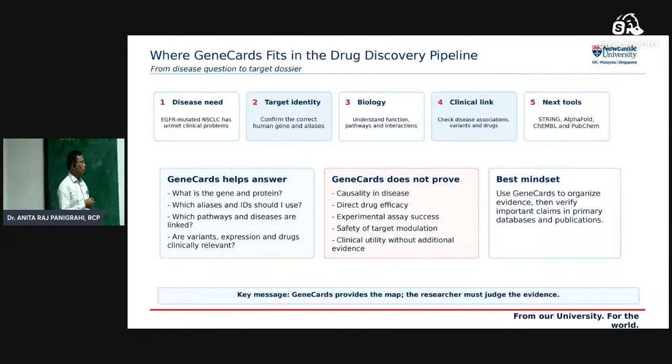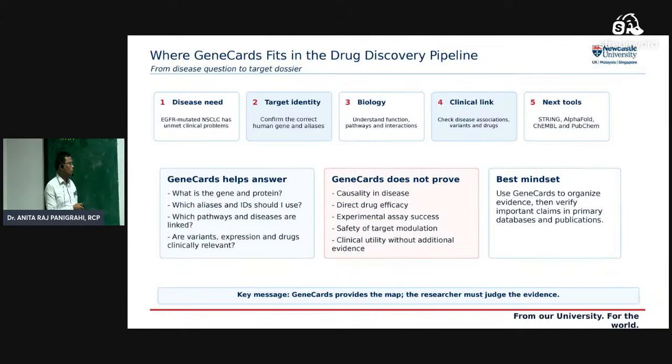But what GeneCards does not prove is causality in a disease. That means when a particular gene is present in a particular disease, GeneCards won't tell you how deadly the disease is going to be. That is only in clinical practice. It won't tell you how effective a drug is. It will tell you that a particular compound may interact with it, but it won't tell you whether it is effective or not. And it won't tell you whether the experimental assay is going to be successful or not. That is a completely different matter.